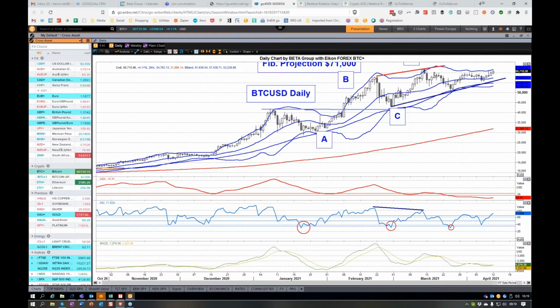But if you want to get maximum bang for your buck, it's Ethereum first, Litecoin second, Bitcoin third, and it has yet to make a new high. But I think it will make a new high.